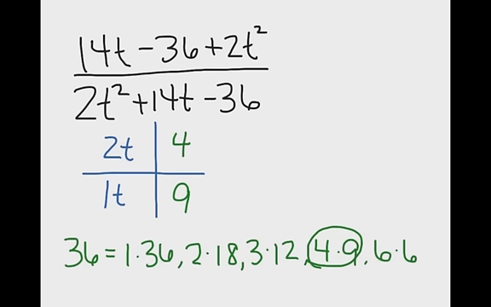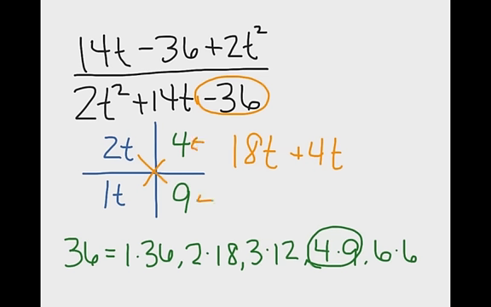And then we do our cross multiplication. So 2 times 9 is 18t plus 4t. Now if we go back and we look at our original problem, we have negative 36. So that means one of our numbers in here needs to be negative.